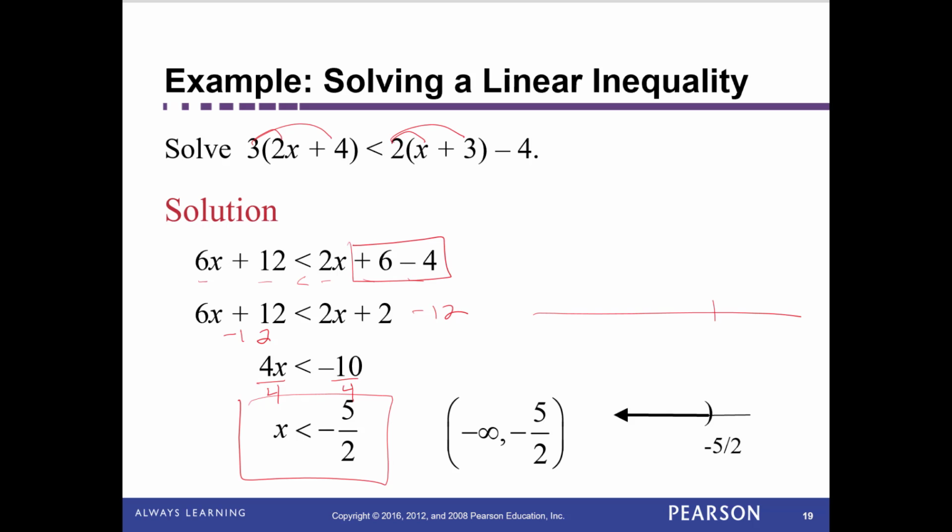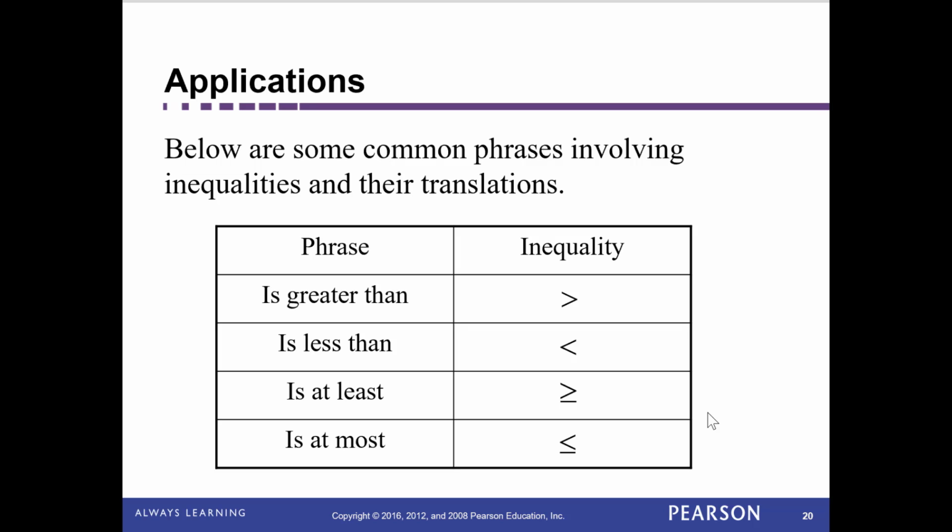And I will draw my own number line, 0. Here is negative 5 over 2, and it is going to look like that. And this is what it would look like. And lest you say, when in the world am I ever going to use this? Let's go into applications or some word problems.